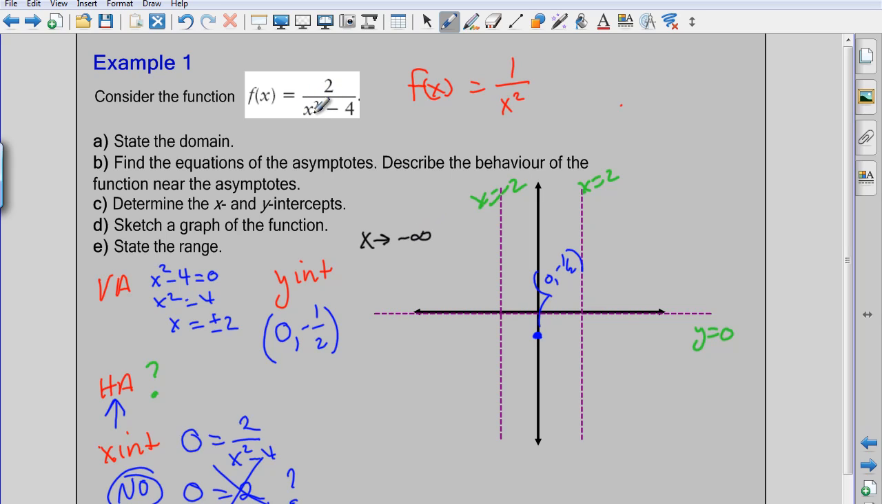So I'm going to plug in a very large number here. I'm going to do this over on the side. I'm going to plug in, let's do -10. Nice, a lower number to start. So 2 over -10 squared minus 4 is equal to 2 over 100 minus 4, which is 96. Well, that's a positive number, and it's fairly close to 0.